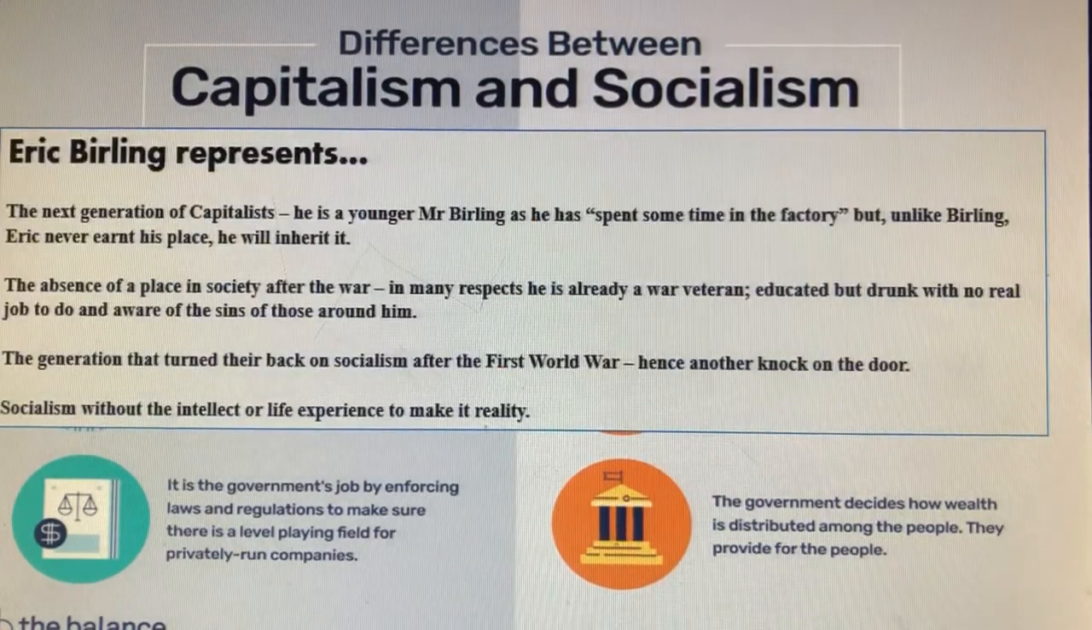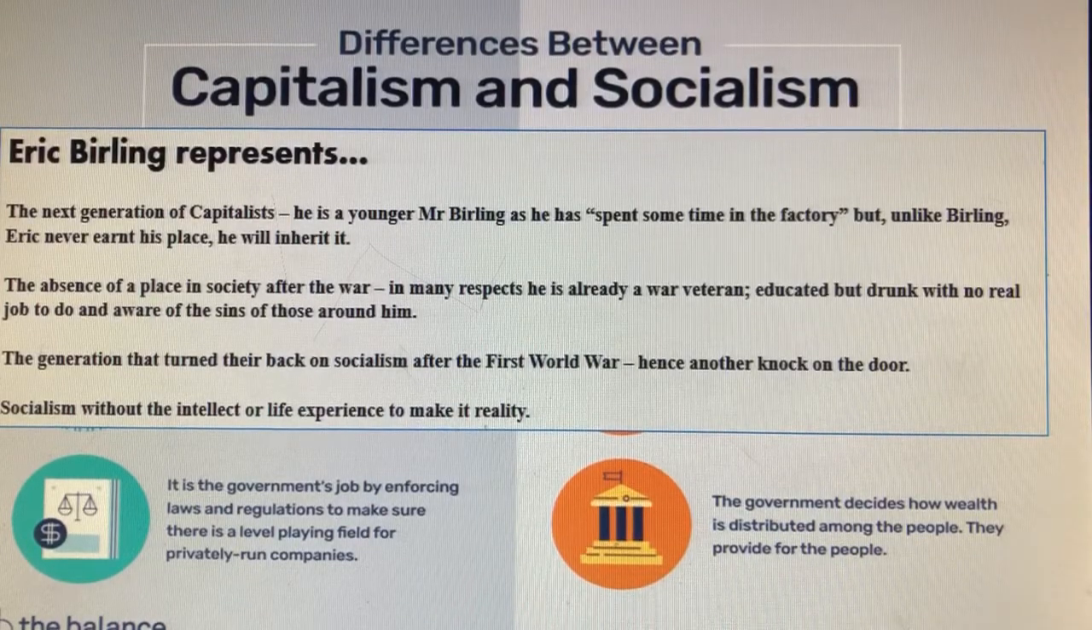Eric Birling represents then the next generation of capitalists. He is a younger Mr. Birling as he spent some time in the factory. But unlike Birling, Eric never earned his place. He will inherit it once Mr. Birling steps down. The absence of a place in society after war.